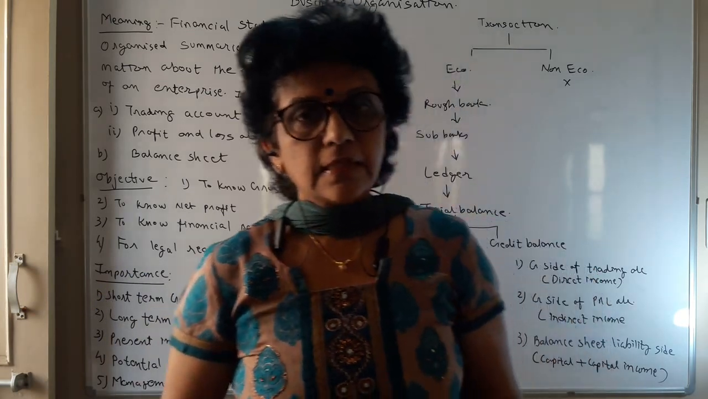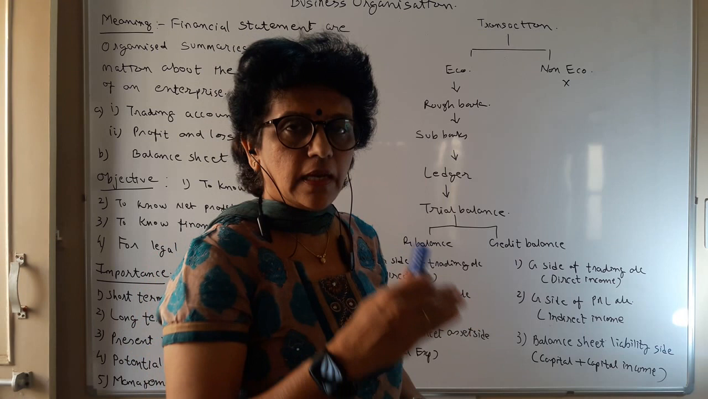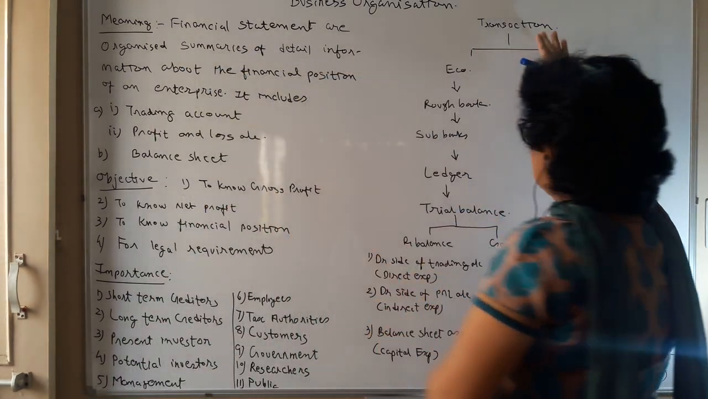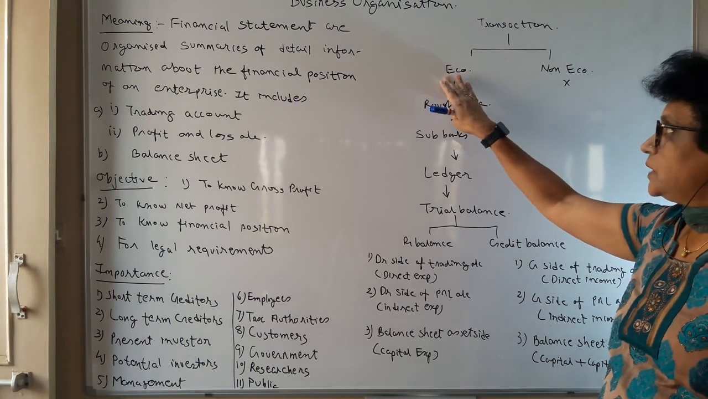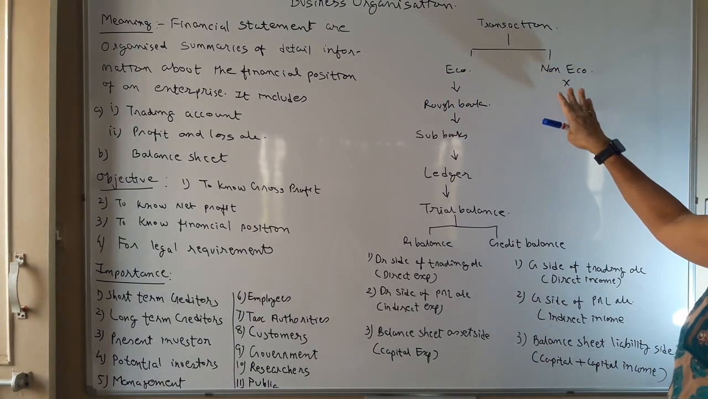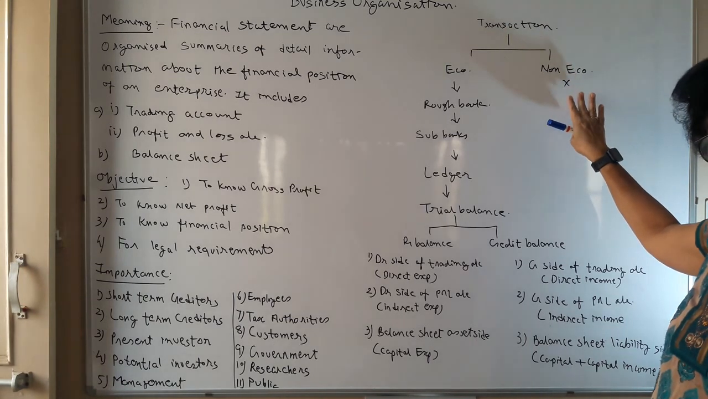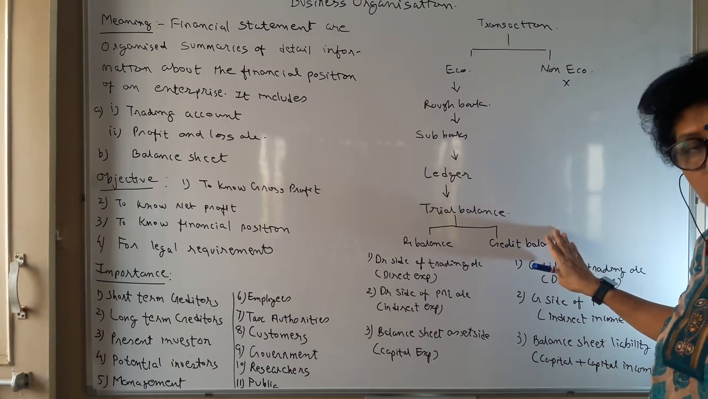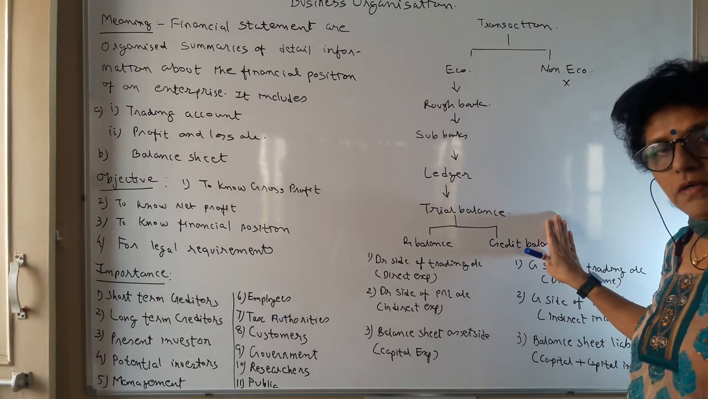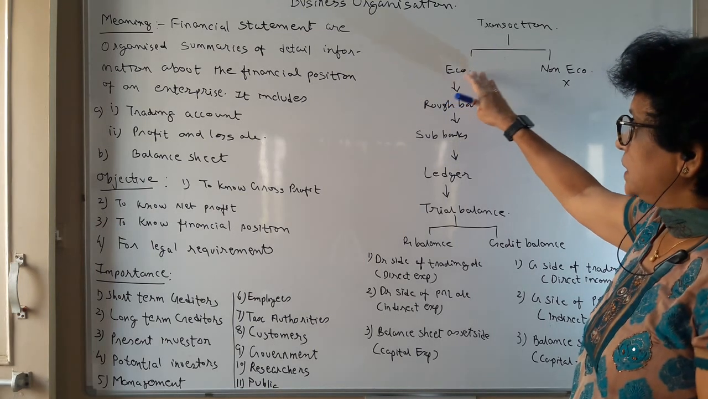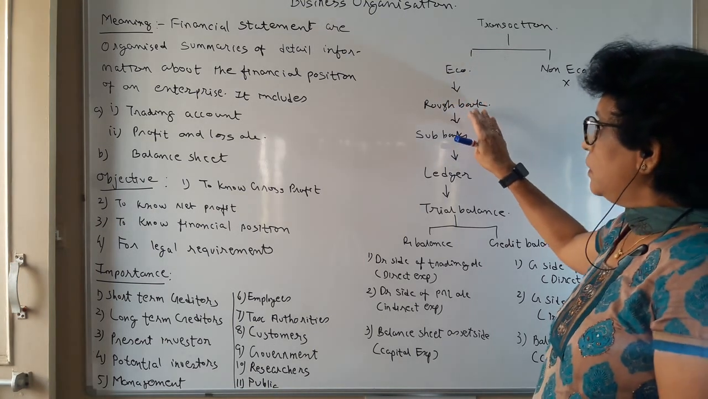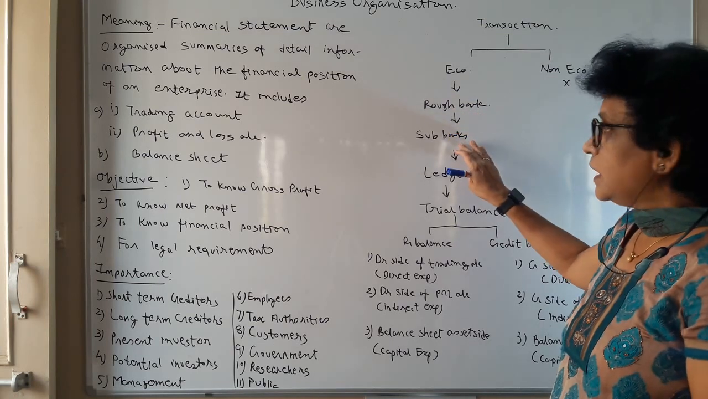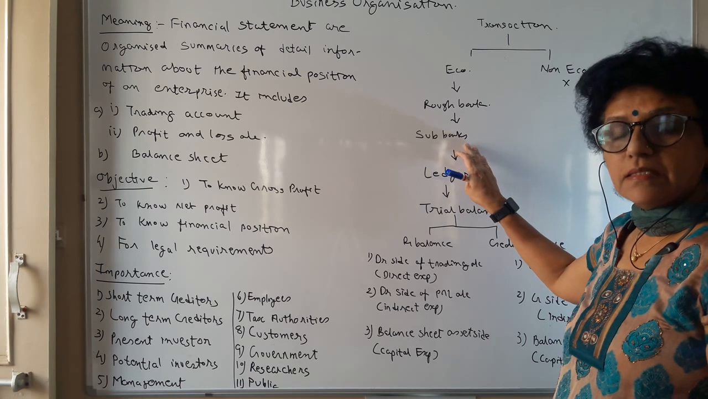Before that, let us understand what we have done up till now and what we are going to do. First we observed the transaction. Transactions are of two types, economic and non-economic. As soon as we know it's a non-economic transaction, we do not record it in our books of account. Then we begin our journey with the economic ones. First of all, the owners are not accountants, so they write in the rough book. Then the accountant starts writing in the subsidiary books.